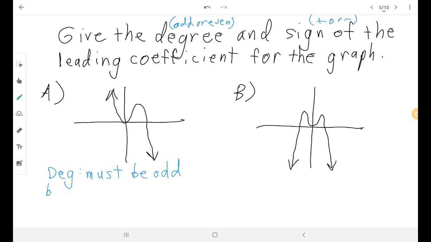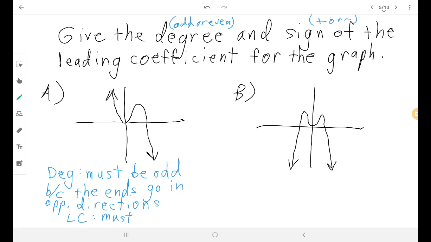And the reason for that is because the ends, or what we call the end behavior sometimes, go in opposite directions. One goes up, one goes down at the end. So since one goes up and one goes down at the end, that's how we know that the degree has to be an odd number. Okay?